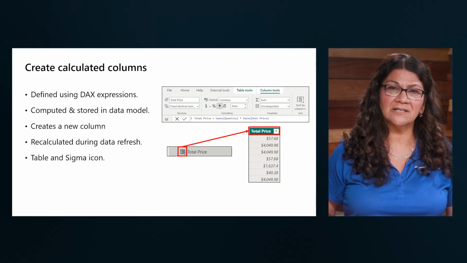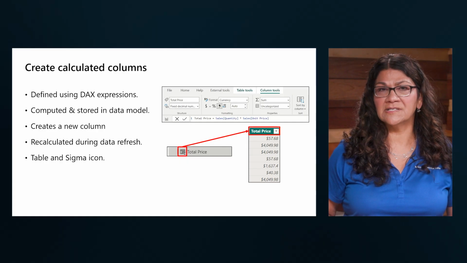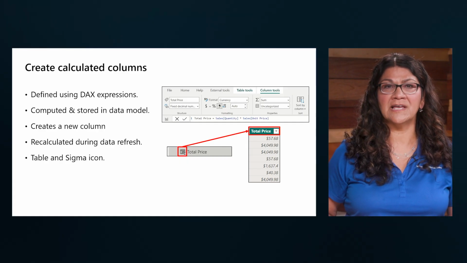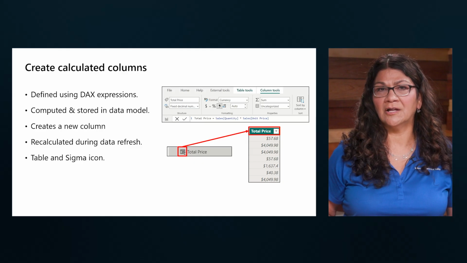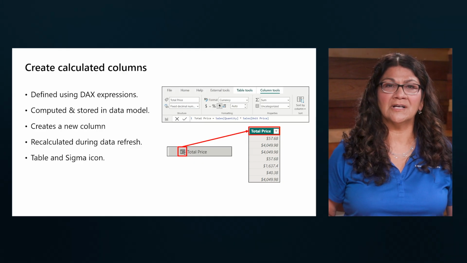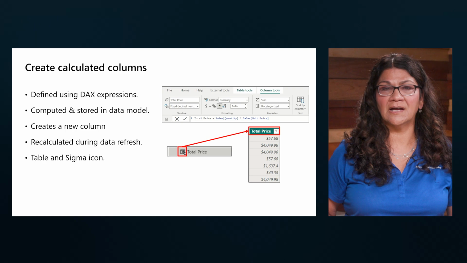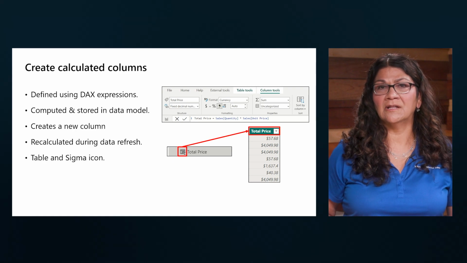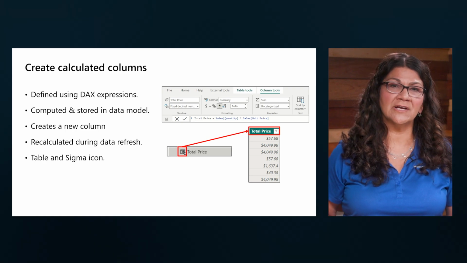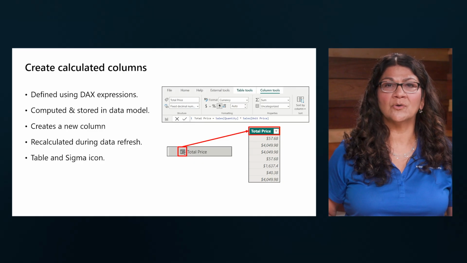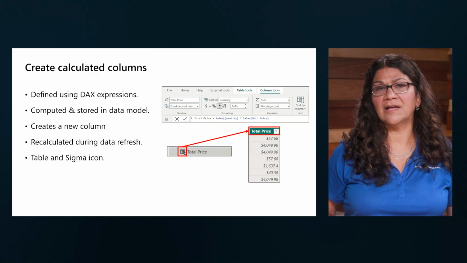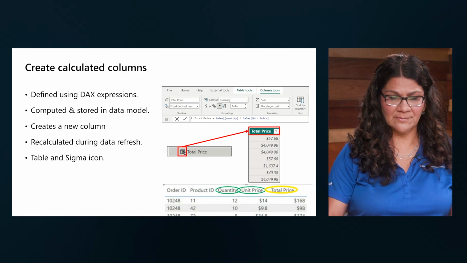To create a calculated column, select the ellipses button on the table in the data pane and choose New Column. Replace the default column equals text with the desired DAX expression. Like shown here, total price equals sales quantity multiplied by sales unit price. Here is the result.